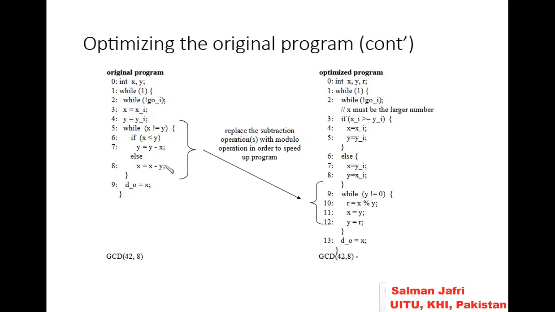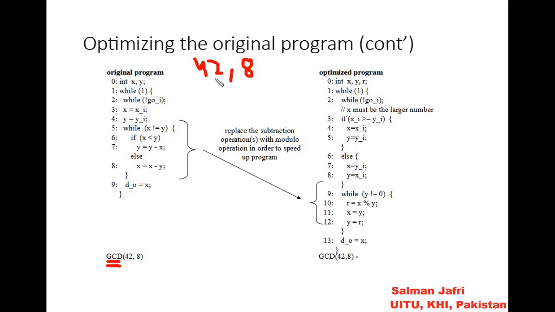Now this is a program, right, which is the greatest common divisor, or GCD. So let's try to run this program for a set of values to find the number of iterations. So let's say we have the values of 42 and 8, right? So we have this first iteration. So basically in the first iteration, x equals 42 and y equals 8. Definitely x is not equal to y because 42 is not equal to 8, so this is true.